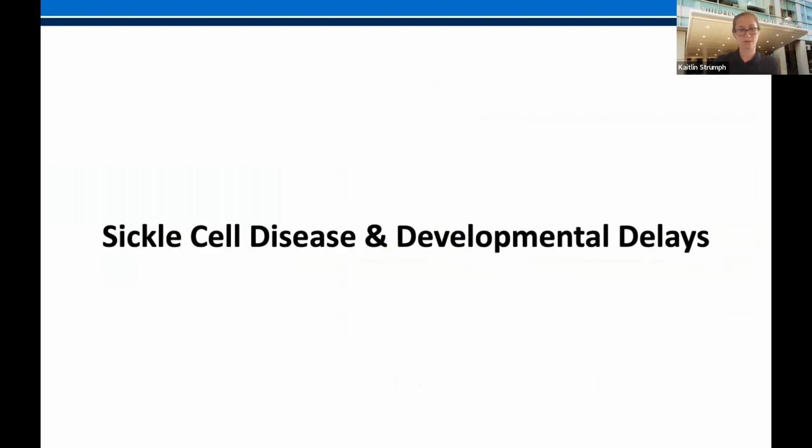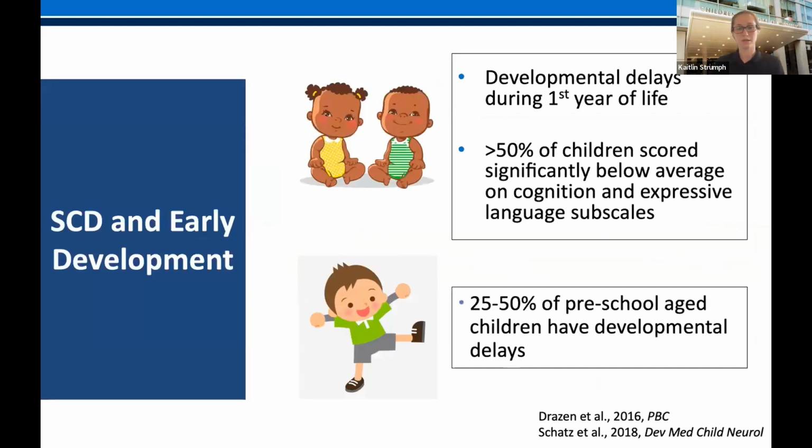Okay, so moving on to sickle cell disease and developmental delays. So what do we know about sickle cell in early development? Developmental delays are seen during the first year of life, and greater than 50% of children scored significantly below average on cognitive and expressive language subskills. So this is something that we actually can pick up pretty early.